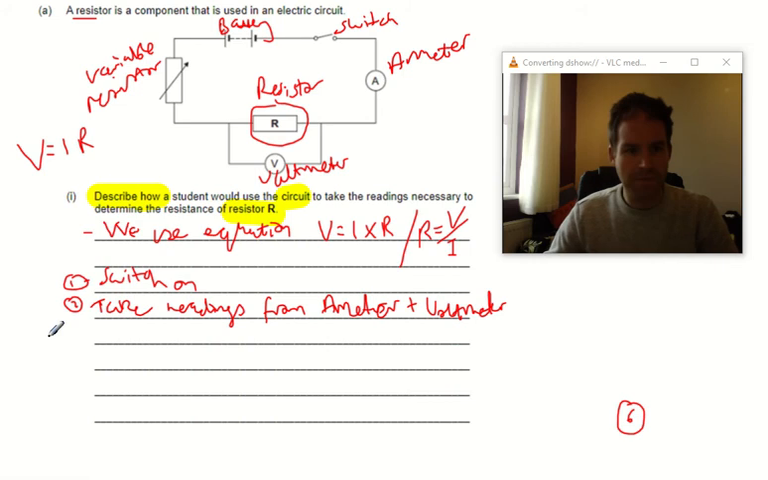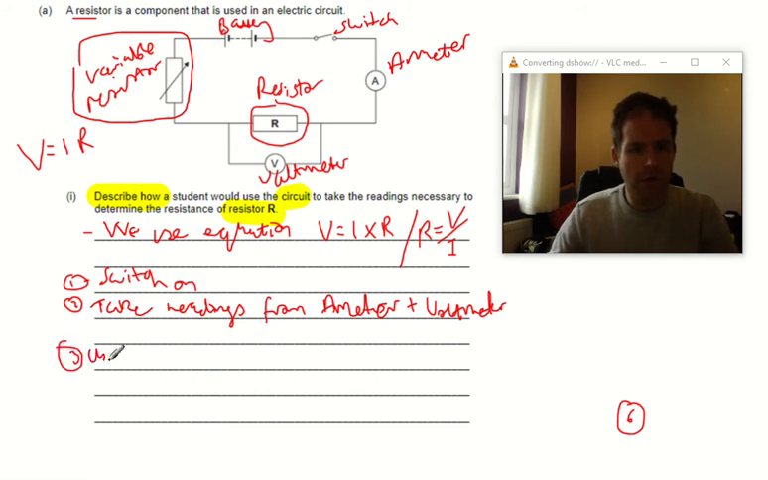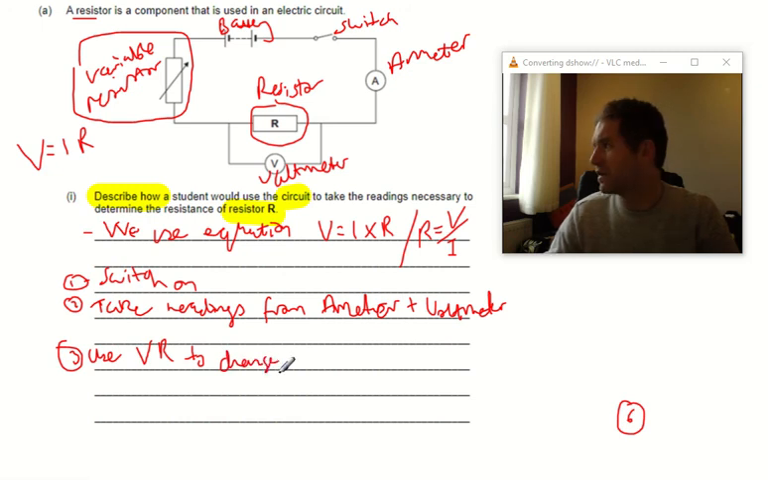Now it says determine how the student would use that to determine the resistance of R. Now that's good for 1, but let's change. We've got the variable resistor here for a reason, because we're going to take multiple readings. So then number 3, we're going to use the variable resistor to change the current. Then number 4, repeat the readings.